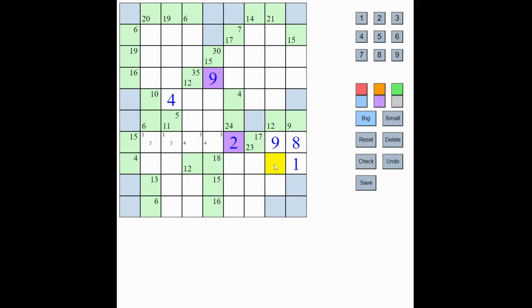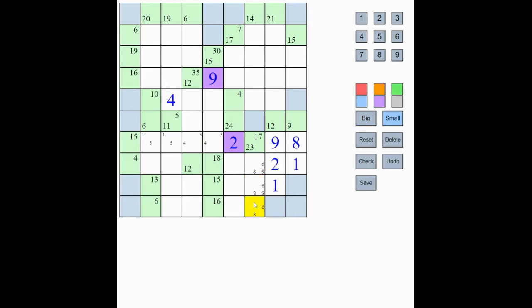19, we need 3 to complete this 12 sum. So that must be 2 and 1. We have the 1 there. Now we have 14 here. So that's 9 and 5, or 6 and 8. Okay, so 23, that's 6, 8, 9.